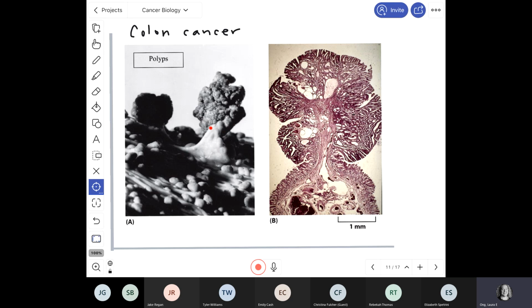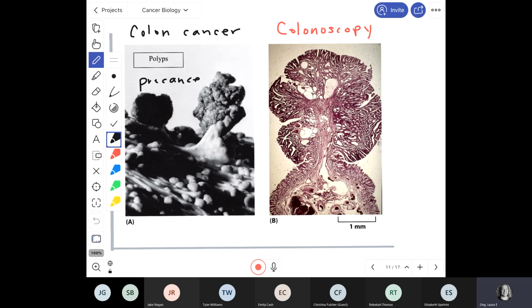And the polyp is an abnormal growth of colon lining. The way that we screen for colon cancer is people have colonoscopy, which is where they have a camera examination of the lining of the colon to look for polyps. When you see a polyp, that's a precancerous growth, and those can be removed. And if people tend to have polyps, they ought to have more frequent colonoscopies to monitor for that.